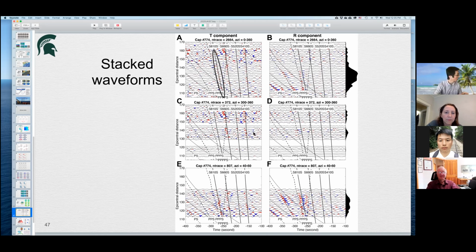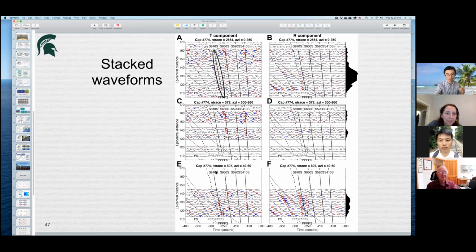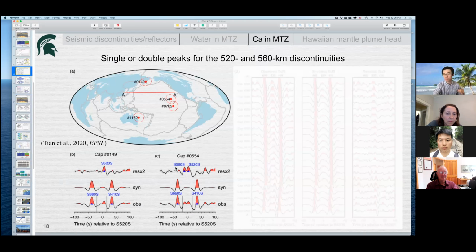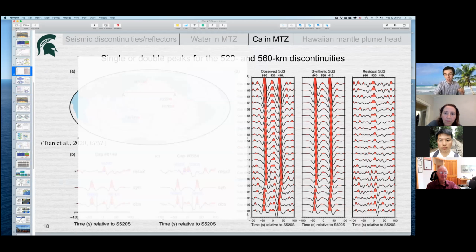For example, sometimes, let me see, over here, yes, we do see some signals above 410, and even beneath 660. Well, I cannot say none of those is true, but I guess some of those are caused by interfering seismic phases.